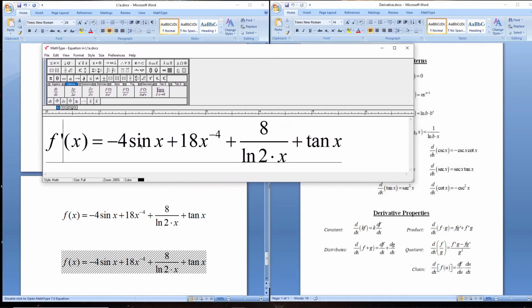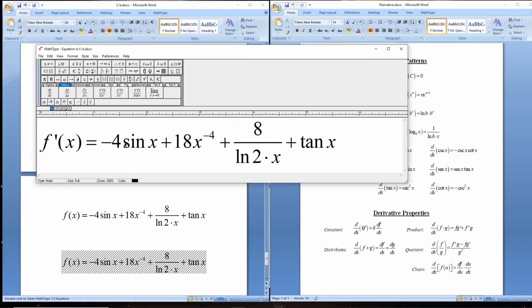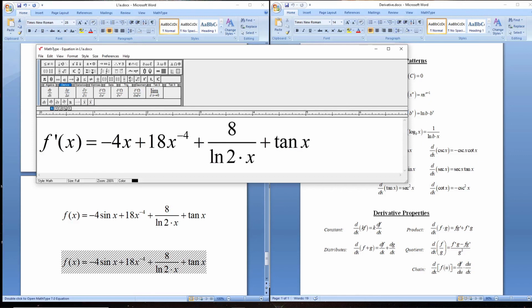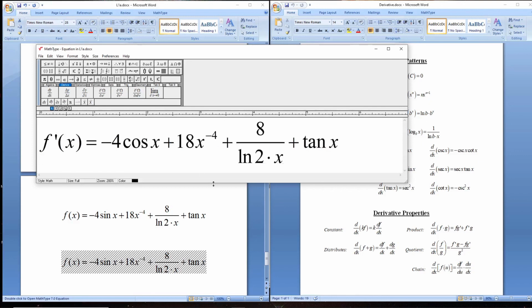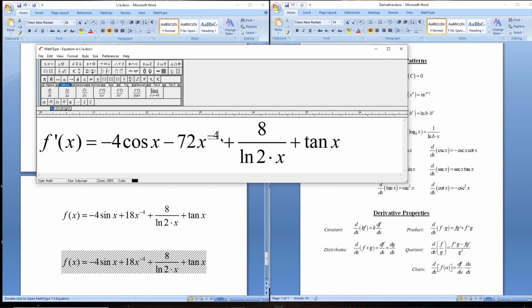So for instance, if we want to take this derivative, well, what's the derivative of sine x? It's cosine x. So the derivative right here, the derivative of sine is cosine. What about the rest of this here? Well, remember, we can do derivatives term by term. So if we take the derivative of this next term, we know the minus 4 drops down, and we'll multiply that 18. And 72, and that drops down. And we subtract 1 from the exponent. So minus 4 goes to minus 5.